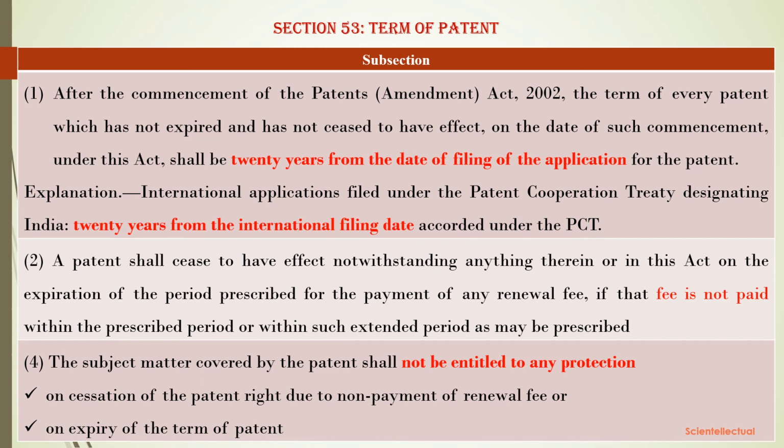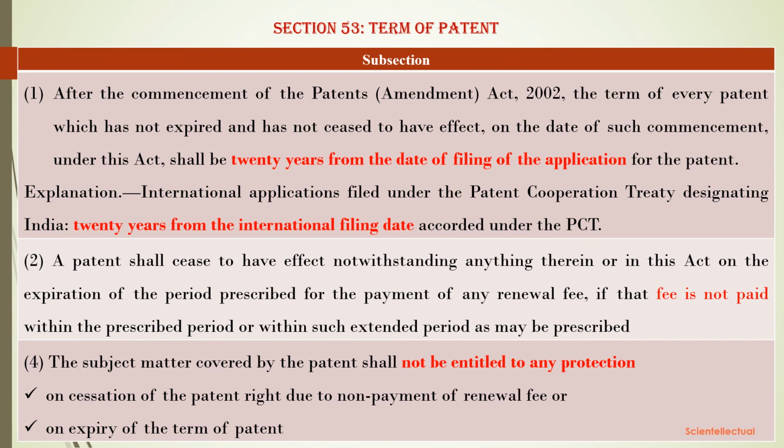Now let's come to section 53, term of patent, subsection 1. The term of every patent which has not expired or not ceased to have effect on the date of such commencement shall be 20 years from the date of filing of the application for the patent. Subsection 2. A patent shall cease to have effect, notwithstanding anything therein or in this Act, on expiration of the period prescribed for the payment of renewal fee, if that fee is not paid within prescribed period or within such extended period as may be prescribed.